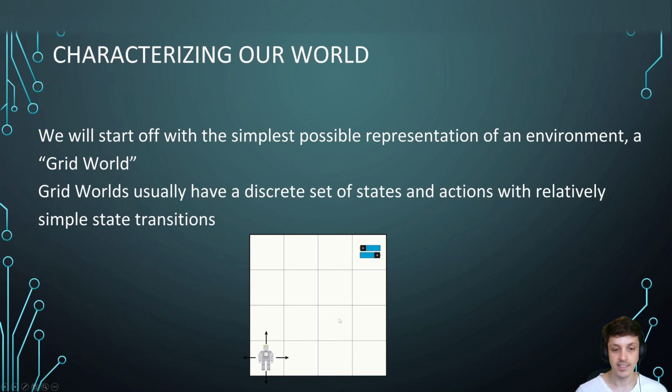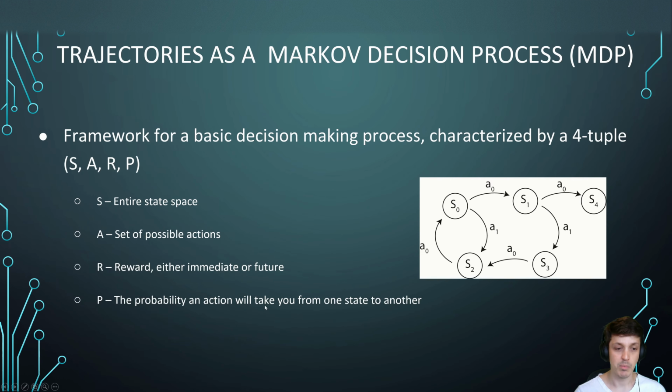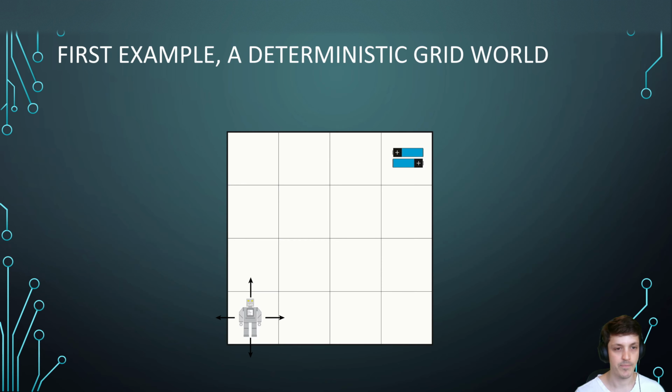So all our states are all of the states in our grid world. The set of actions are the 4 actions we can take, and our rewards, the reward of our battery. In our case, the probability that an action will take you from one state to another is going to be 100%. We're not going to assume that there's any variability for now, but we'll get back to this later.